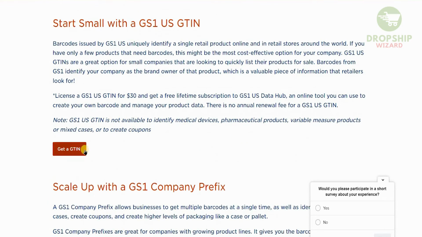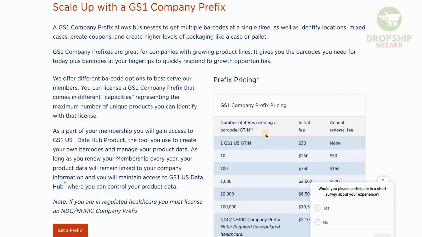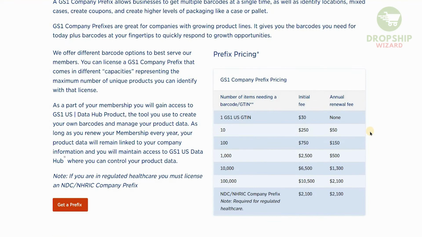All you need to do is click on get a GTIN and you'll be able to go to the next page. Now I want to speak about something which is crucial, which is the element over here that gives you a complete breakdown of the pricing. For example, you have the number of items that need a barcode, which is the one GS1 US GTIN. It's going to cost you a $30 initial fee with no renewal fee. But if you go for 10, it's going to cost you $250 with a $50 annual renewal fee. If you go over 10,000, it's going to cost you $6,500 with an annual renewal fee of $1,300.